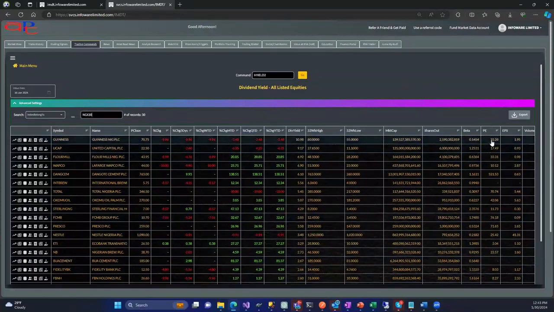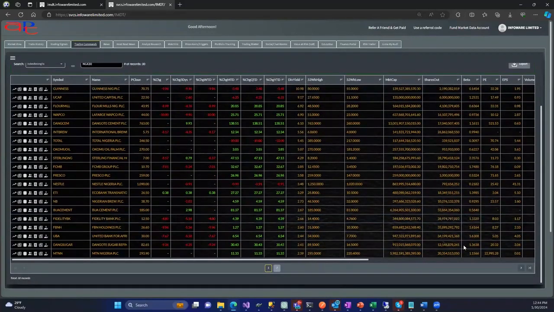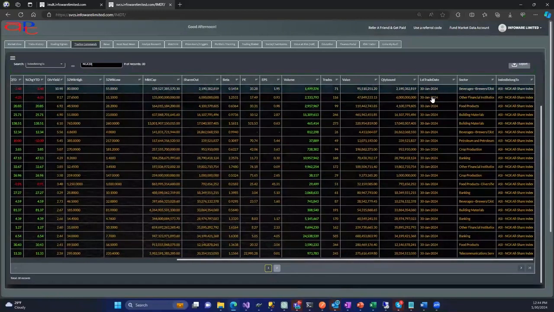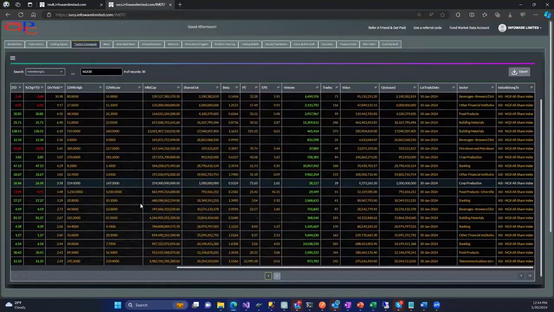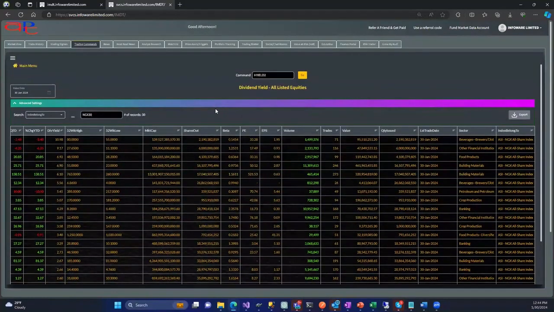Then the other things you can also see are the beta, the risk profile, the current P/E ratio, the earnings per share, again the trading volume that's involved, the quantity issues, the last trade, the sector, and all that stuff. So Guinness is doing 95 million, 71. These are not mainly traded, they are being reasonably traded. And you can see the stocks you want to go for.